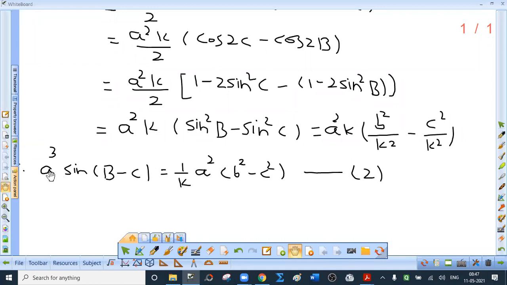Observe this. If it is a cube into sine of (b minus c), RHS is 1 upon k a square into (b square minus c square). Make cyclic changes on both the sides to get second and third results. Add them to get the required answer.